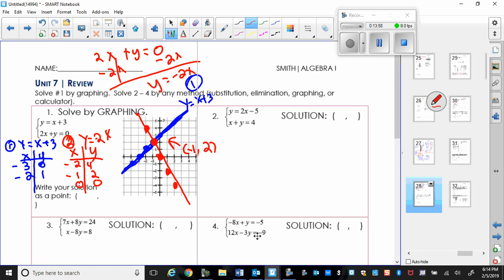So you're not done. Make sure you write this out. Write your solution as a point. Negative 1, comma 2. Close it.